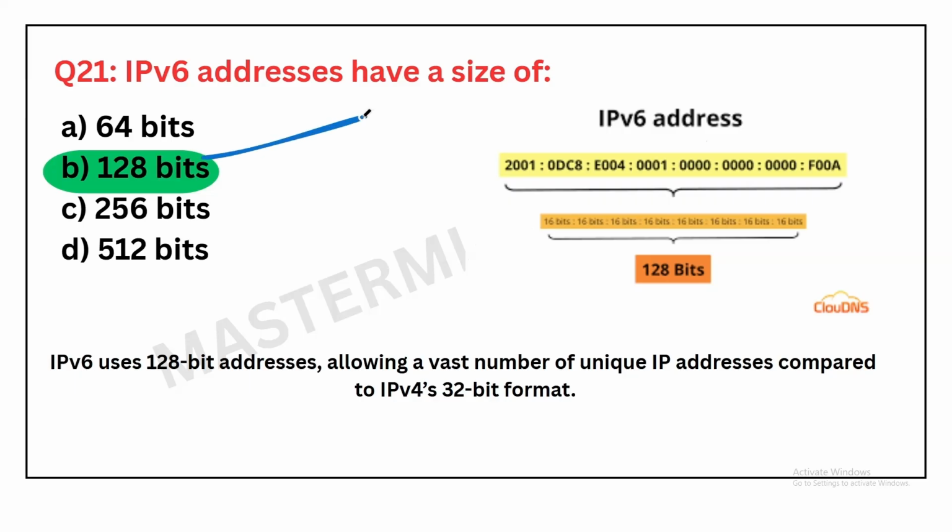IPv6 uses 128-bit addresses, which provides an enormous number of unique IP addresses. This is a huge improvement over IPv4, which uses 32-bit addresses and is running out of available addresses. IPv6 also includes better security and more efficient routing features.